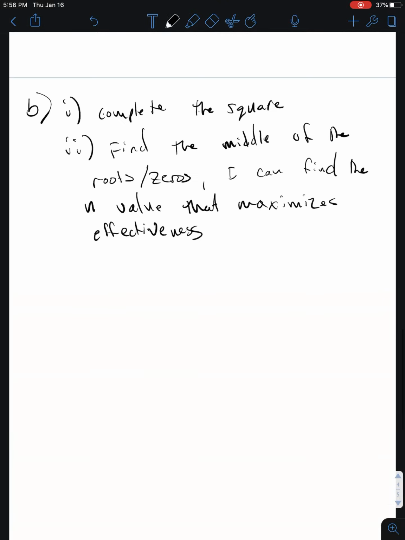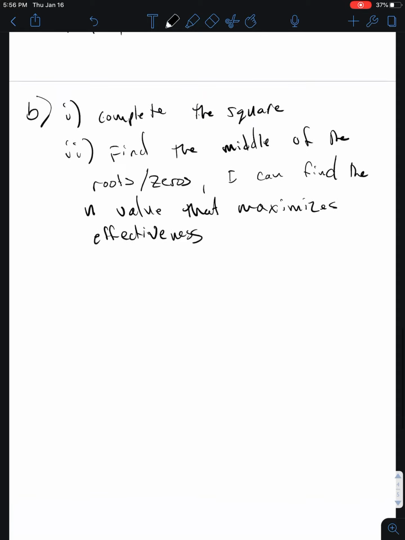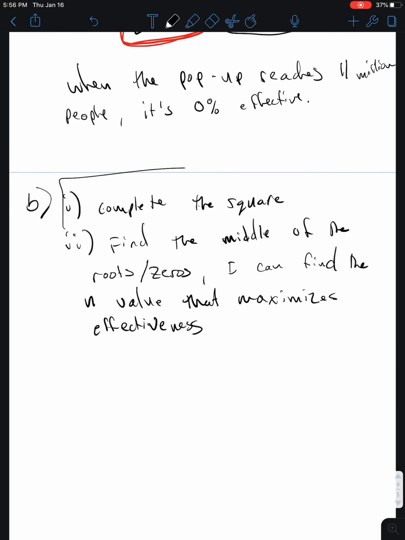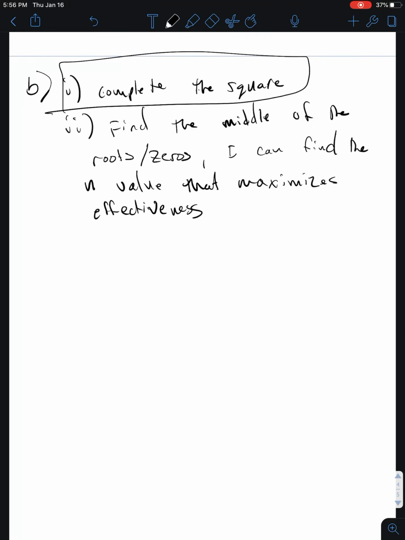So we'll find the middle of those two roots, right? And then we can find the effectiveness for the middle, or the axis of symmetry. So we know what the roots are. You can see here, I don't really want to complete the square, especially if my answer is basically here. There's not a lot of work here. So let's find the middle.